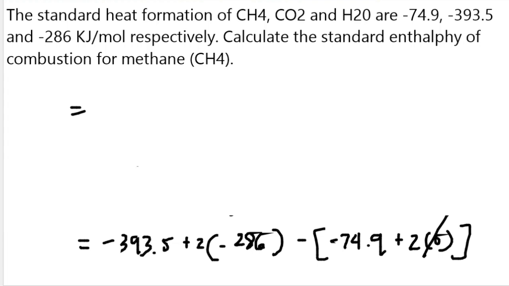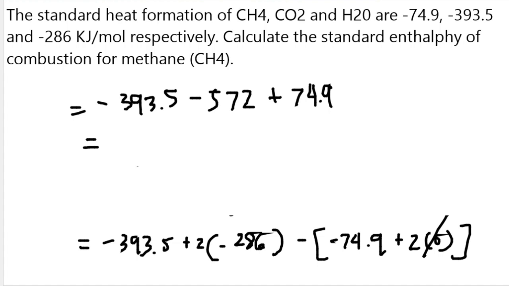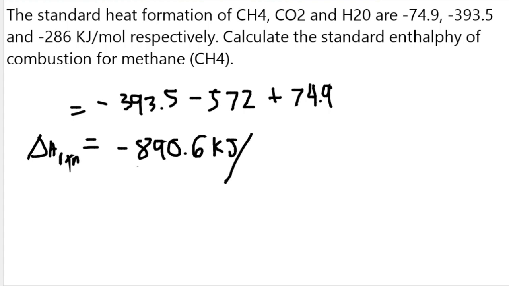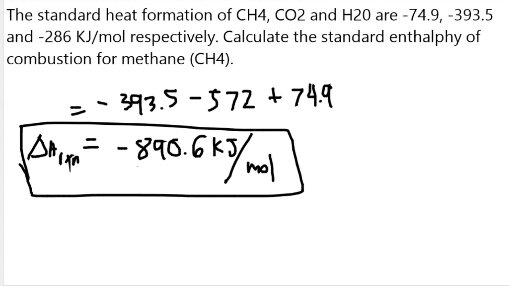And now we can just use basic math here. So negative 393.5, we still have this number. And then 2 multiplied by negative 286 is going to be 572. And then we have addition here because negative times negative is positive. And now we can just straight add and subtract these things. So we got negative 890.6 kilojoules. So that is the standard enthalpy of combustion for methane. So that's the answer. And that's it for this video.